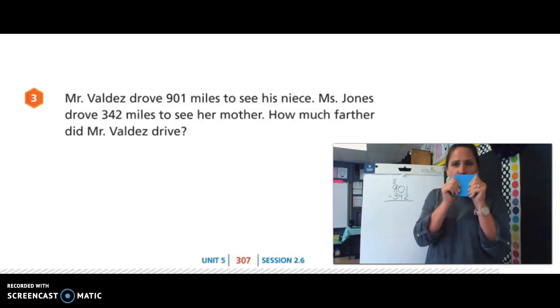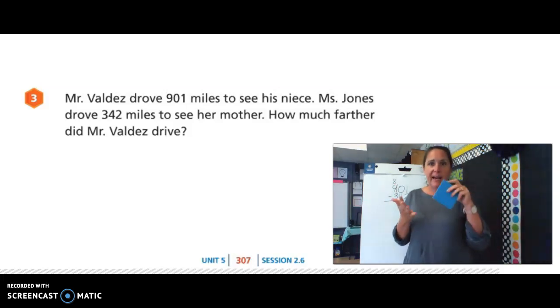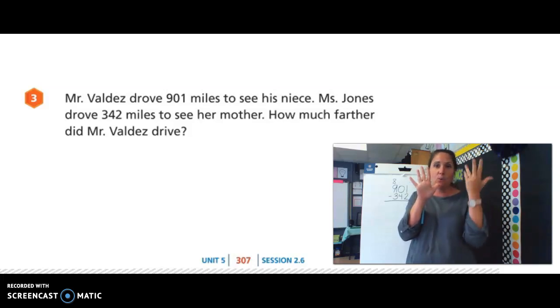Now, how many groups of 10 are in a group of 100? If I were to skip count by tens, how many times would it take me to skip count by tens to get to 100? Well, let's see. 10, 20, 30, 40, 50, 60, 70, 80, 90, 100. It would take me 10 groups of 10 to get to 100.